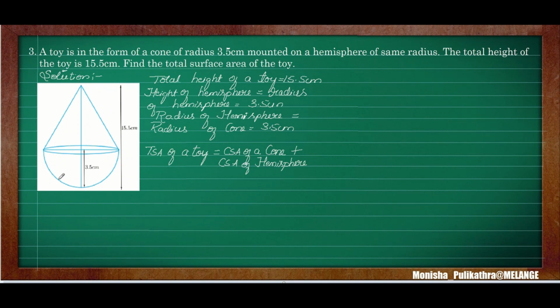Now we need to find out the TSA of the whole toy. Okay, so if we want to find out the TSA of the whole toy, then we have to separately find the curved surface area of cone and hemisphere. So curved surface area of a cone plus curved surface area of a hemisphere.